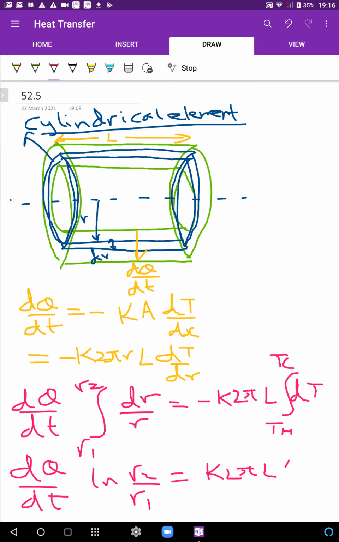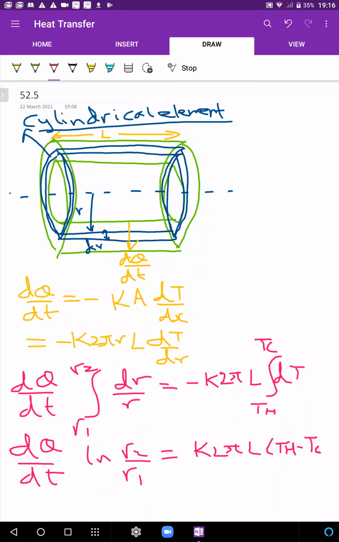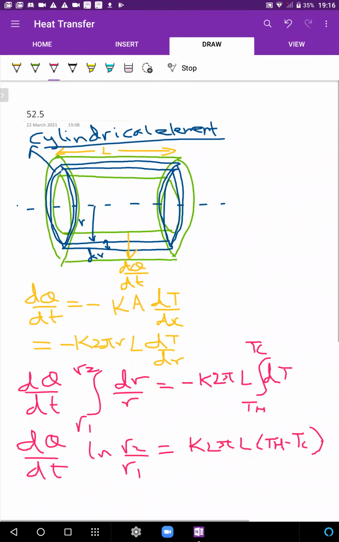I'll just save some time. Minus Tc minus Th will become Th minus Tc. So in the end, the purpose of that minus sign is just to make Tc minus Th, Th minus Tc, so that both sides are naturally positive. That's it. This is our answer.